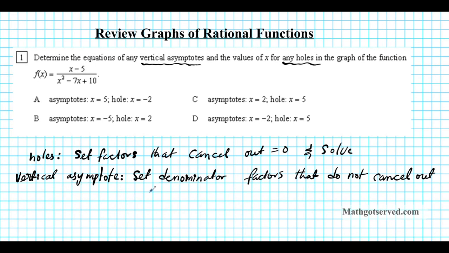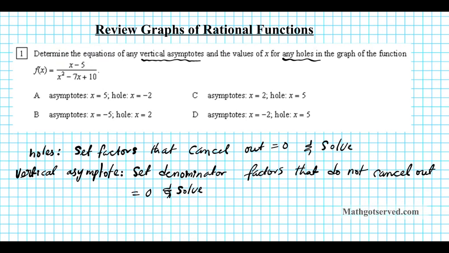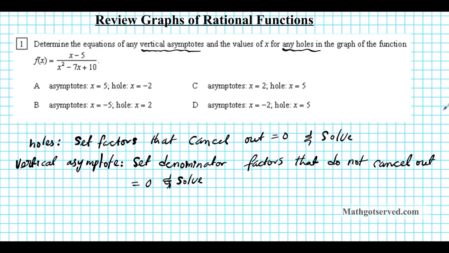Set those ones equal to 0 and solve. The ones that cancel out tell you your holes, and the ones that do not cancel out tell you your vertical asymptotes. Just for your information, holes are also known as removable discontinuities, and vertical asymptotes are also known as poles or infinite discontinuities. So let's go ahead and find the holes first.